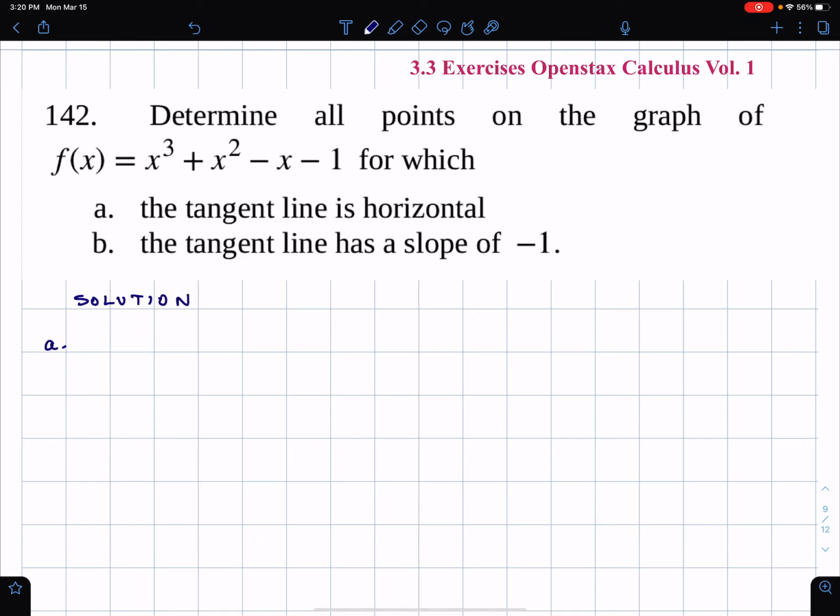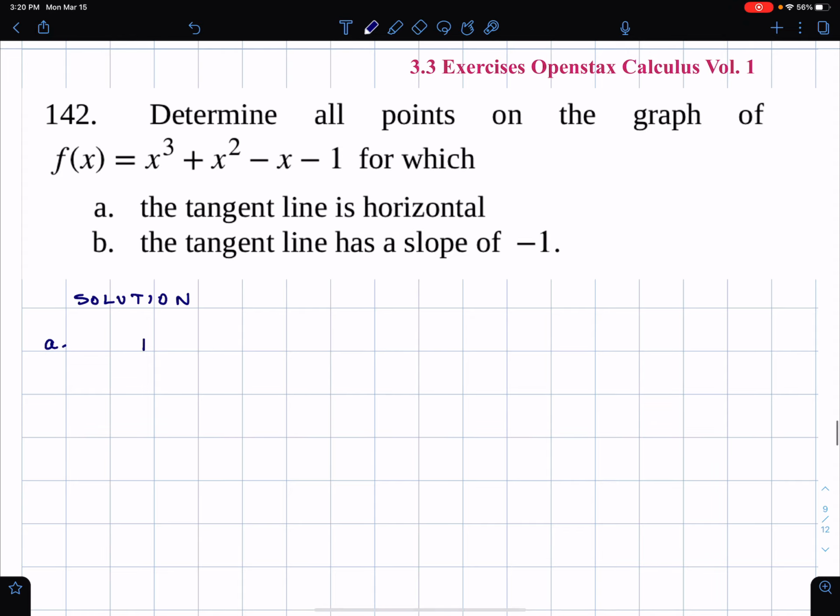So for part A, I'll just make this note. The tangent line is horizontal when f prime of x is equal to 0. Why is that? Because the derivative, f prime, is equal to the slope of the tangent line. So the derivative is the slope, and a horizontal line has slope 0.